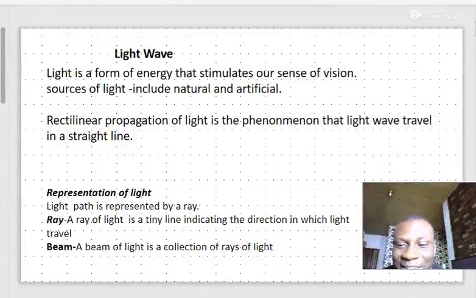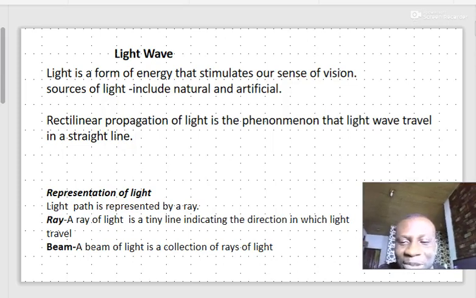This is Mr. Daniel Adjirge, your anchor person, and today we are looking at light wave. Another name for light wave is optics. So light is a form of energy that stimulates our sense of vision. Sources of light include natural and artificial sources.